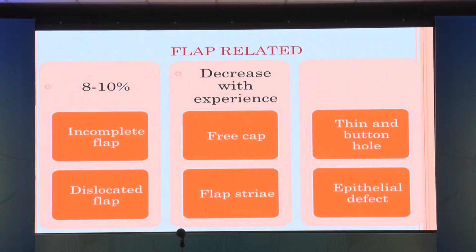Flap-related complications are among the most common complications we face in microkeratome-based LASIK. As already discussed, there can be an incomplete flap. There could be a free cap, meaning the flap totally dislodges from the bed, or a thin flap or buttonholing of the flap. There could be flap stria during the post-operative period, or a dislocated flap, meaning the flap gets a little dislodged from its place, and then we can see folds in the flap and epithelial defects.